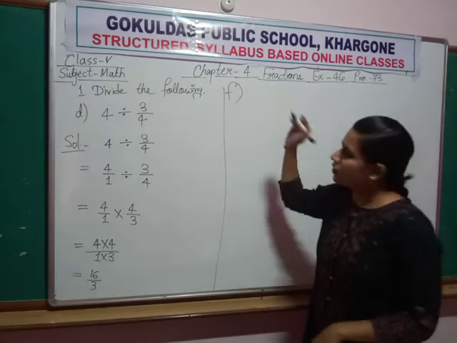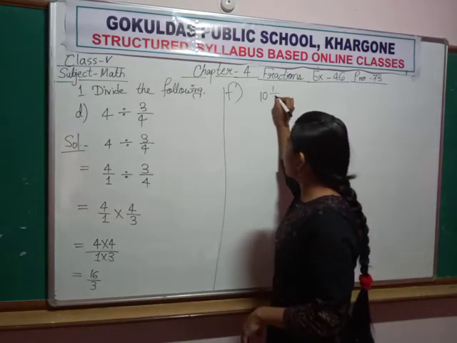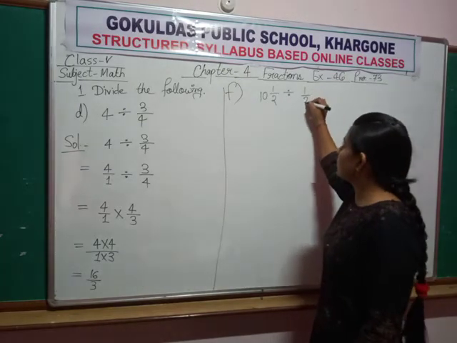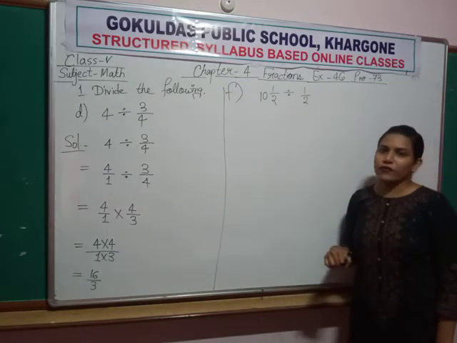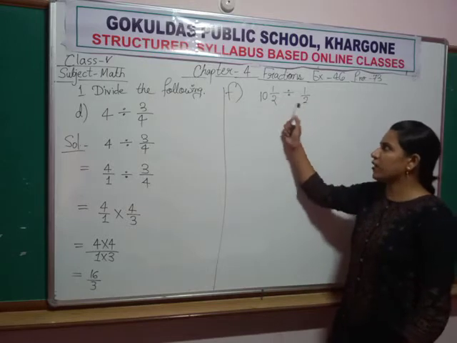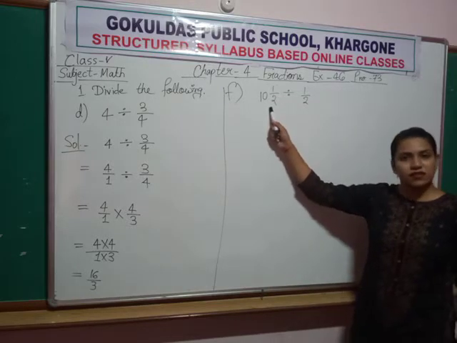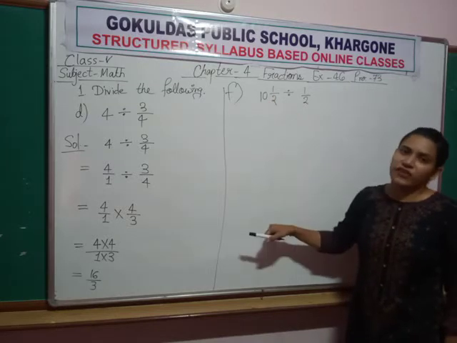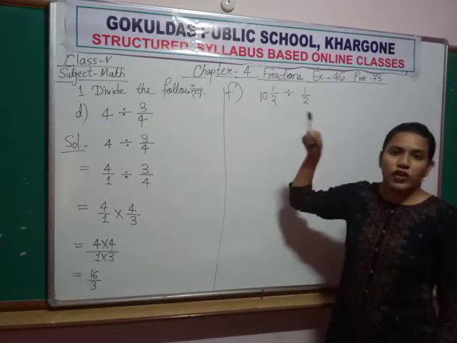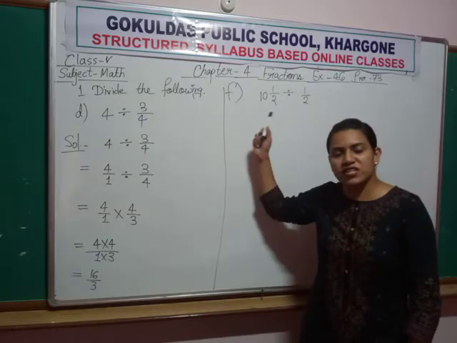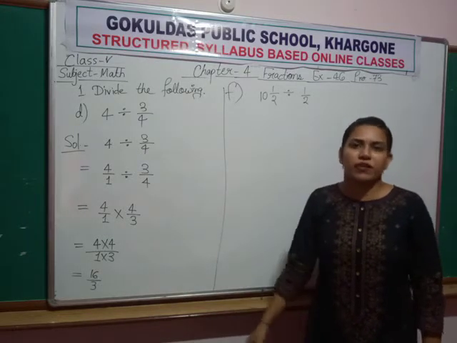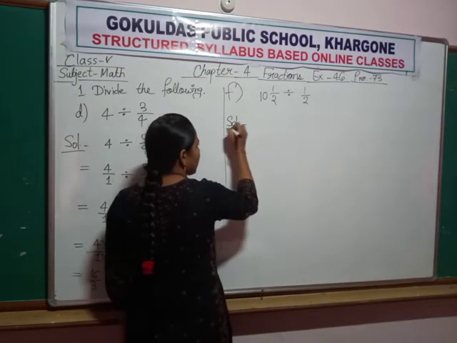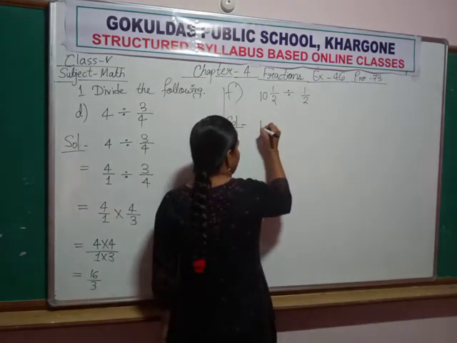Question number F. 10 and 1 upon 2 divide by 1 upon 2. Now one more task is here. Identify both the fractions. 1 is a mixed fraction. Your dividend here is a mixed fraction. So what you need to do? You need to convert this mixed fraction into improper fraction. First you need to convert this mixed fraction into improper fraction. So let us convert it.